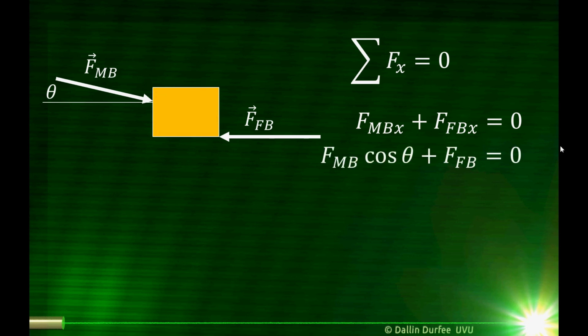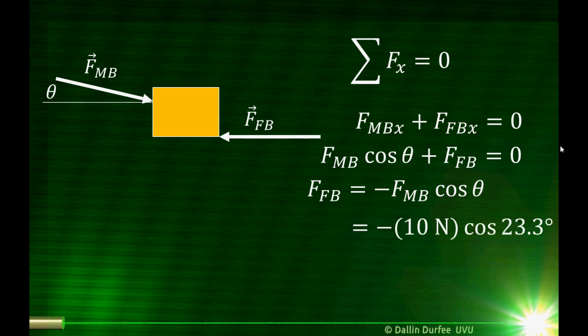Well, that means the x component of the force of the man on the box is just the magnitude of the force of the man on the box times cosine of theta, right? That's the x component of the force that the man is producing. And of course, the force of friction is entirely in the x direction. So now we can solve this for the force of friction on the box, and we find that the force of friction is negative 9.18 newtons in the x direction.